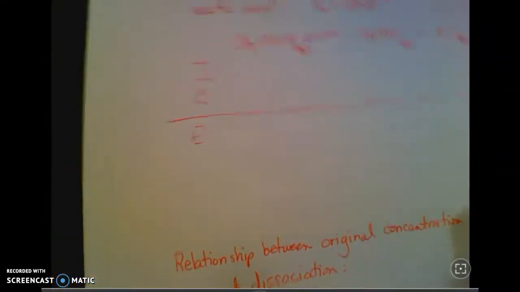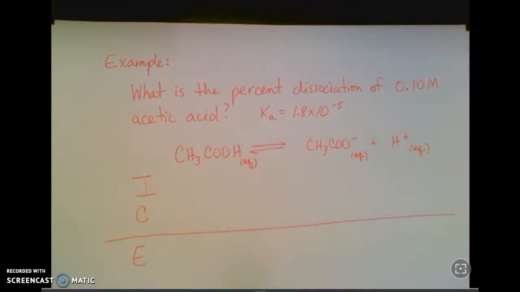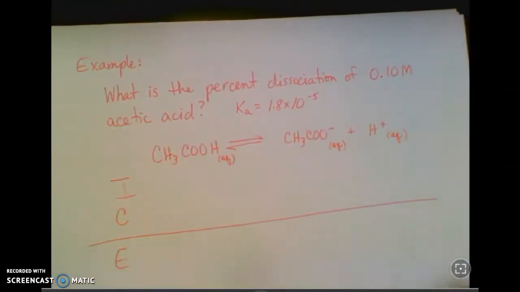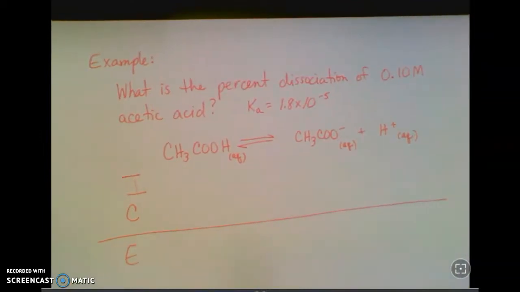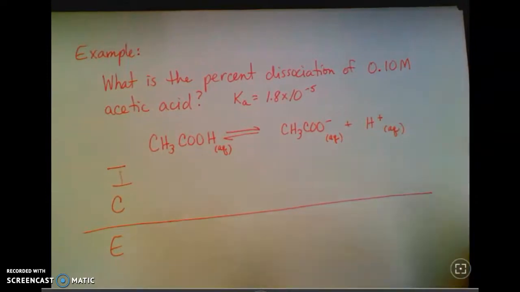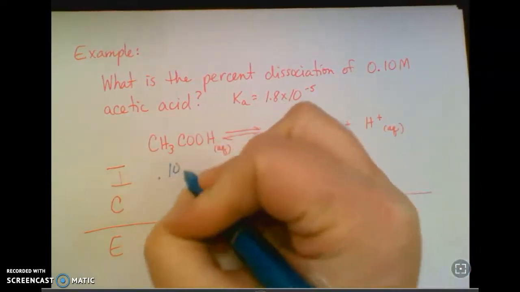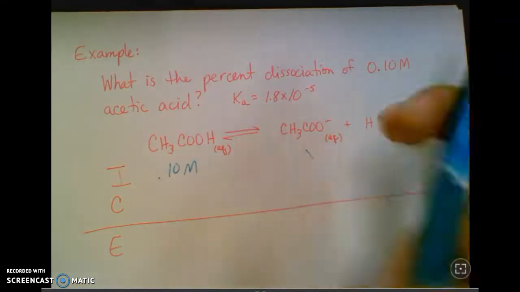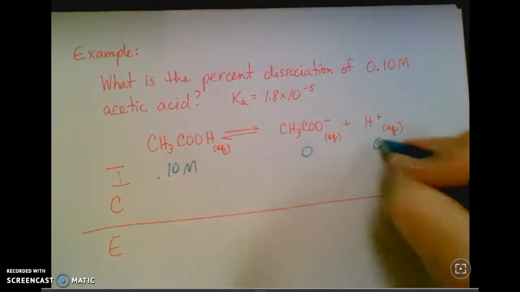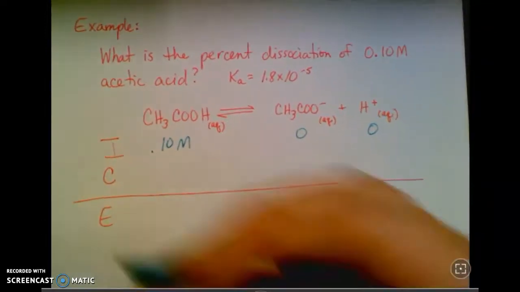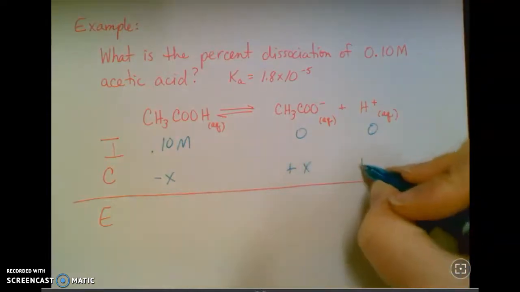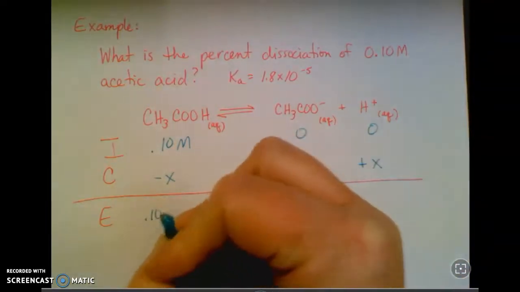But I want to look at one more. Same reaction, but this time I've got 0.1 molar of the acetic acid, and there's a reason I'm doing this. We'll see it here in just a second. So let's run through that calculation again. So I've got 0.1 molar to begin with, 0 and 0 of my 2 ions. I'm going to lose X concentration here. I'm going to gain X in both of these.